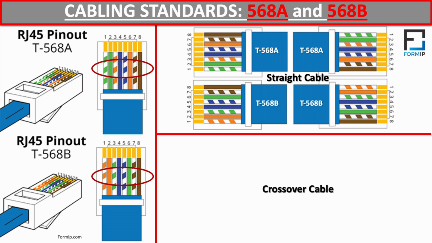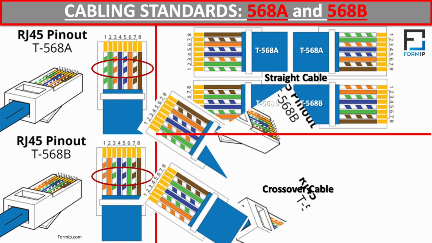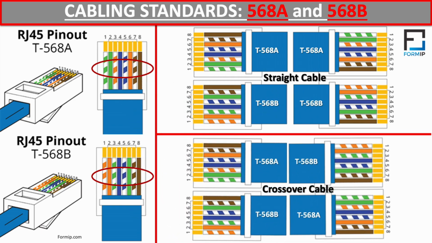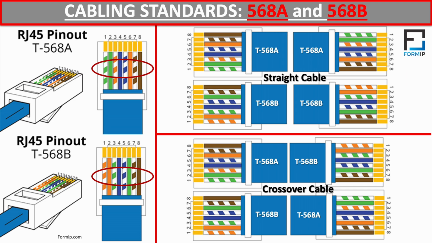Crossover cable. Now let's move on to the other type of cable, which is the crossover cable. It is said to be a crossover cable when the two ends use a different standard. For example, one end is wired with standard A and the other is wired with B. Crossover cables are used to connect two devices of the same layer, i.e., two similar devices. For example, you can use a crossover cable to connect two computers directly to each other without using a switch. Or you can also connect two switches together and also two routers.